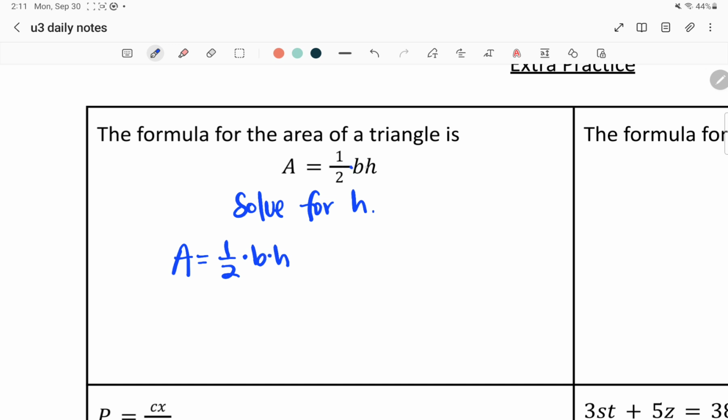Remember, when there's nothing there, there's a secret multiplying. And I'm trying to get h alone. So that means everything around h needs to go away. And they're all being multiplied. The way that I undo multiplication is I divide. So 1/2 and b need to be divided on both sides.